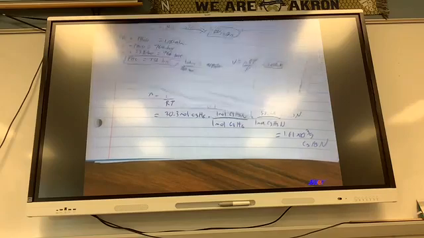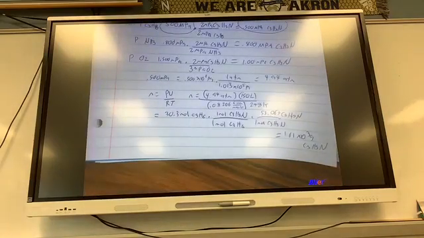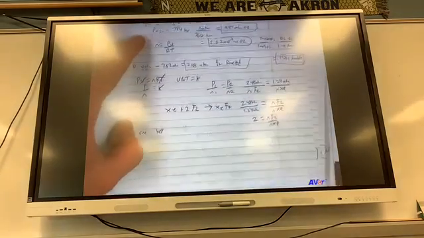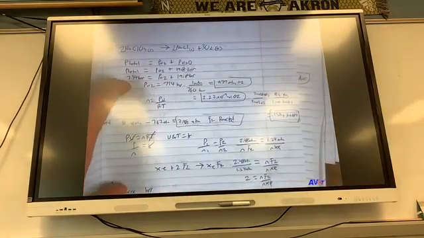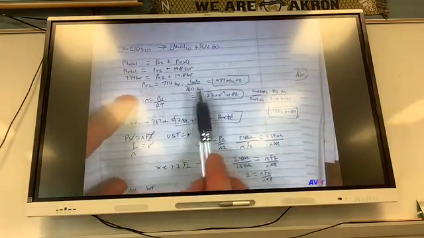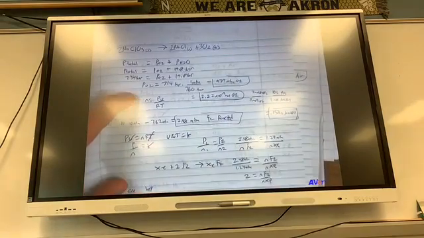And then 101 is similar. 101 is the same thing. So you get your pressure of O2, convert it to ATM, and Pivnert.